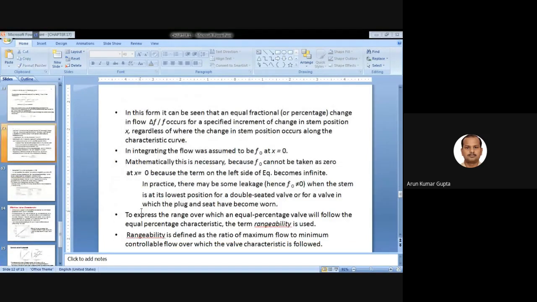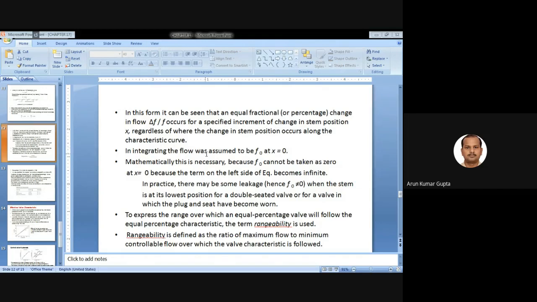In this form, it can be seen that the equal fraction or percentage change in the flow, that is delta f upon f, occurs for a specified increment in the change in the stem position, that is x, regardless of where the change in the stem position occurs along the characteristic curve. So this is how we are calling this equal percentage mathematically.